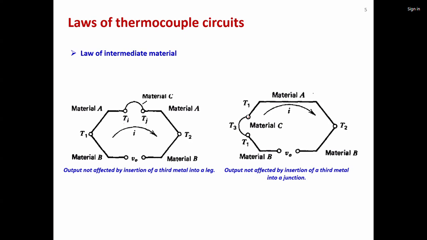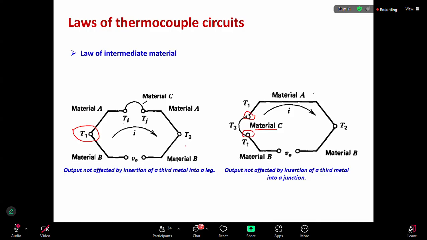as long as these two separate junctions which are formed now through the material are at the same temperature, T1, like here the temperature was T1, and you have brought in the third material, that is material C. In doing so, the one junction here becomes two different junctions, but these two junctions are now maintained at the same temperature, the original junction temperature T1. So if you do that, then the output is not going to change through the insertion of this third material.